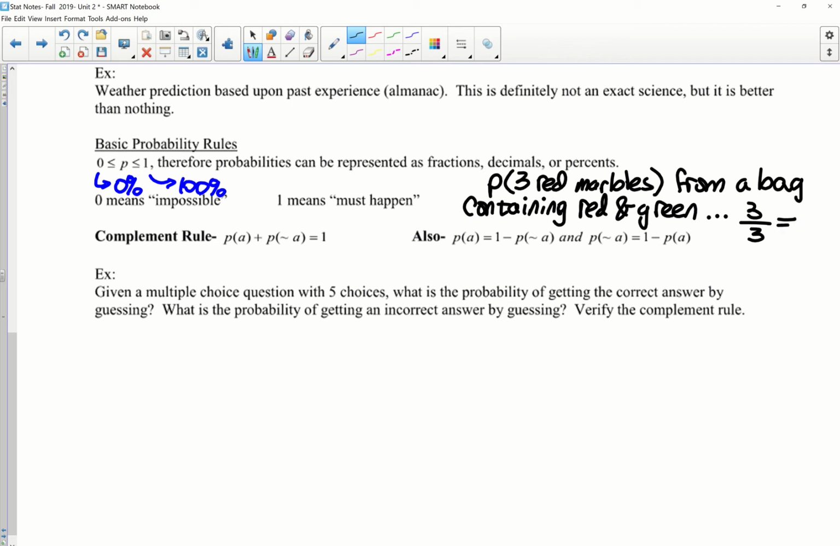We would not write that that's equal to 1. All right? That's probably the weirdest aspect of probability. You're not going to write that that's equal to 1. Now, 3 divided by 3 is equal to 1. But this is what you would report as your final answer. Because a 1 means that it must happen. It's not guaranteed that you're going to get red marbles every single time, or 3 red marbles every single time you do this.